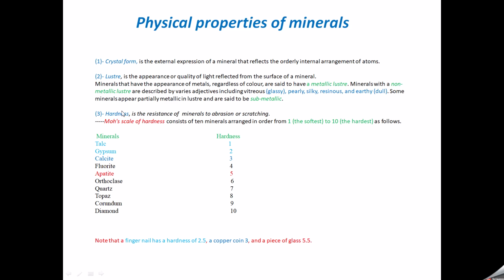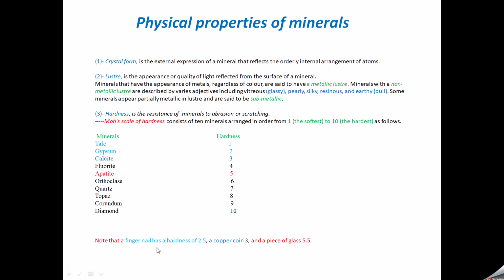Now, hardness. What's the definition of hardness? The resistance of minerals to abrasion or scratching. And here we have a scale, Mohs scale of hardness, and it ranges from the softest mineral, talc, to the hardest mineral, diamond. And there are 10 minerals. You can use them in the field to help you. Talc, 1, the softest, and then gypsum 2, calcite 3, fluorite 4, apatite 5, orthoclase 6, quartz 7, topaz 8, corundum 9, diamond 10.